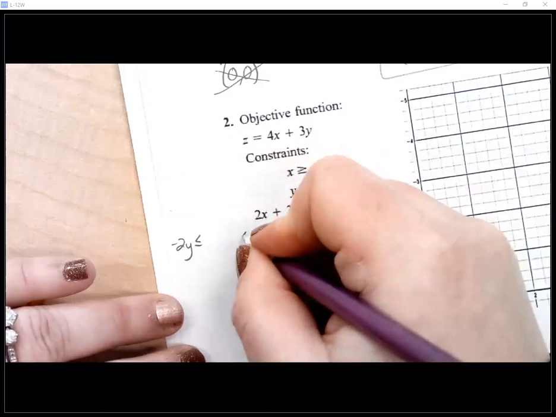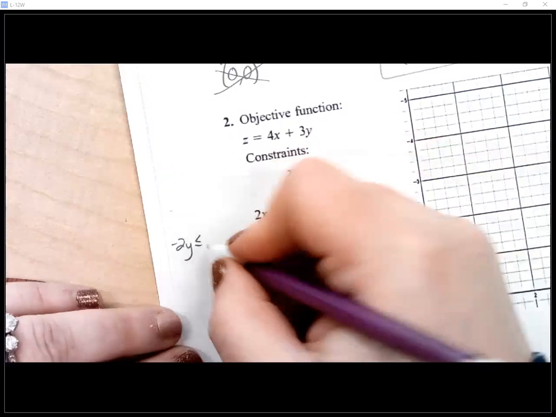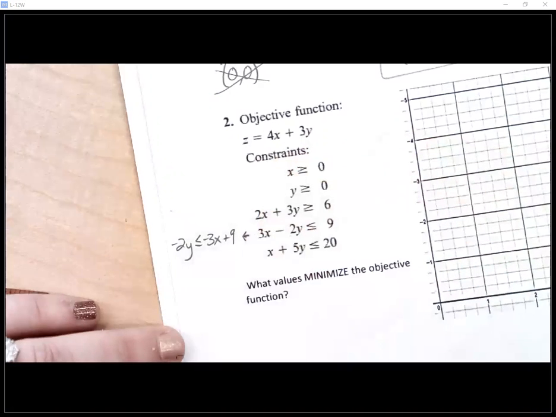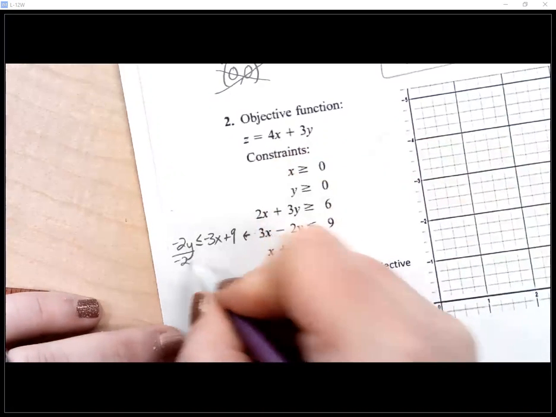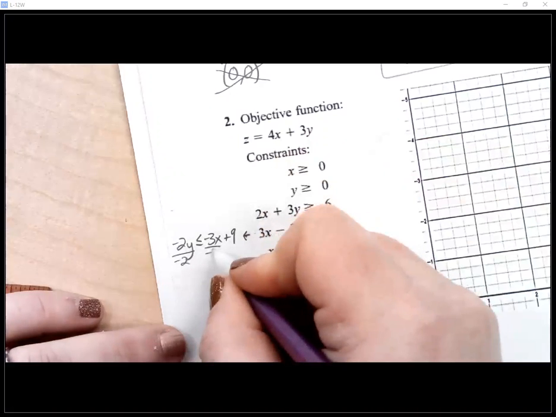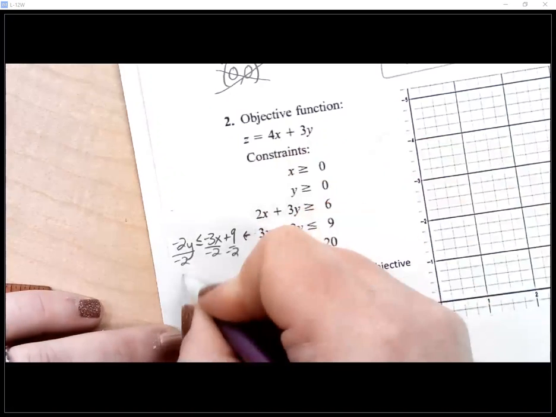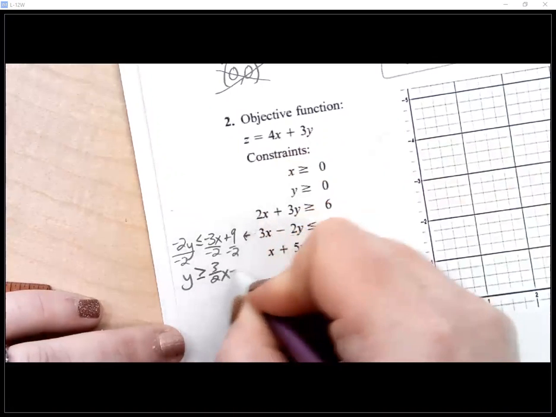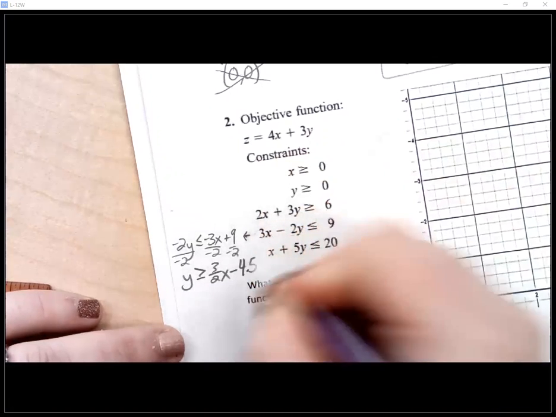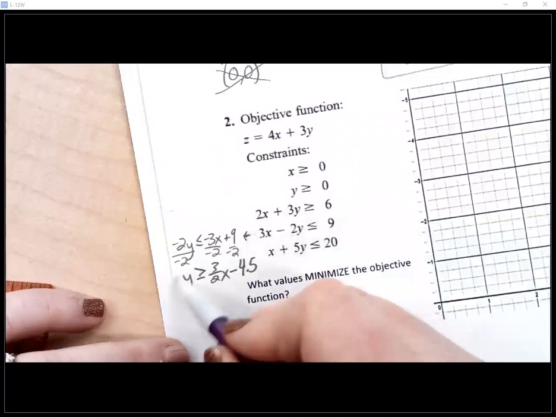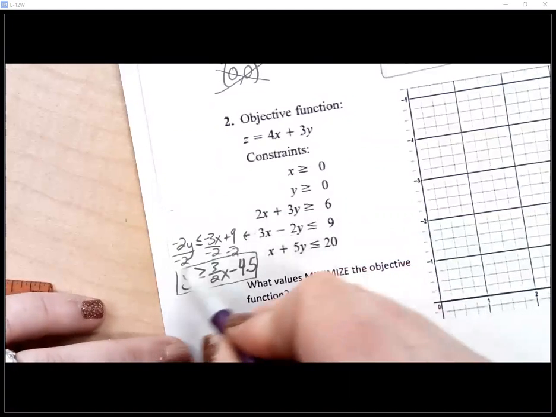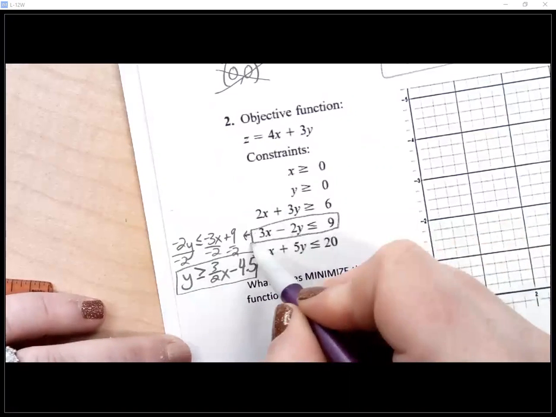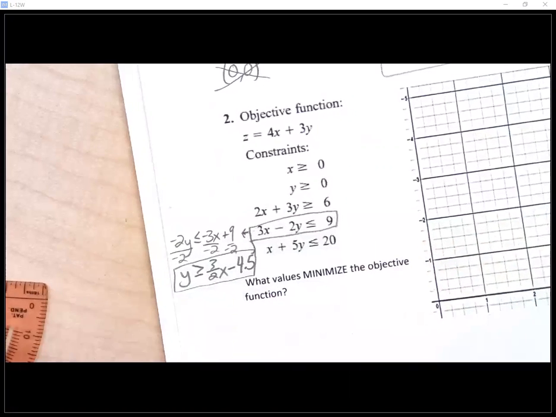So we're going to minus 3x to the other side. Now you have to divide everybody by a -2. So that's going to flip that symbol right on over. So that should be the inequality that you do for the second to last one. I keep saying equation, they're not, they're inequalities, sorry.